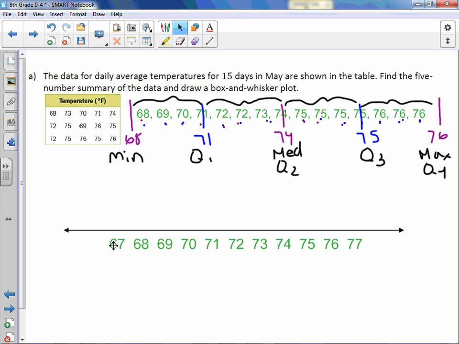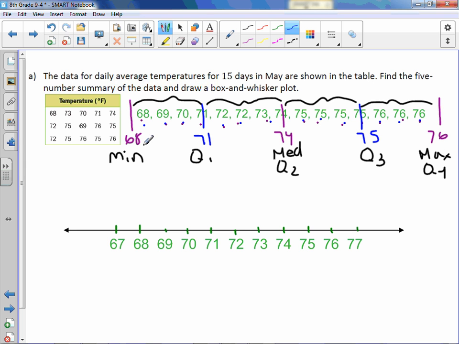So here's the number line. The number line should count up by an equal amount. It doesn't have to count up by ones. It can count up by halves, by fives, by threes, by tens. It doesn't matter as long as your number line is consistent. So here is our number line. I'm just putting dashes here. Okay. So now we have our 5-number summary.